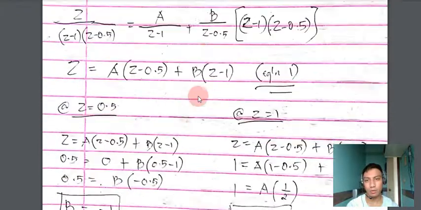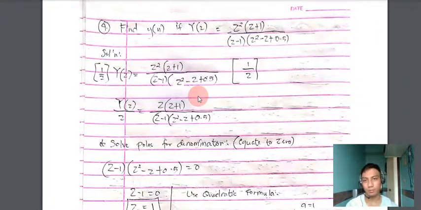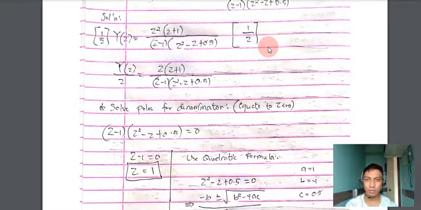Next is number 4. Find the y of n if Y of z equals z squared times z plus 1 over z minus 1 multiplied by z squared minus z plus 0.5. First, we multiply both sides by 1 over z. So we have Y of z over z equals z times z plus 1 over z minus 1 multiplied by z squared minus z plus 0.5.